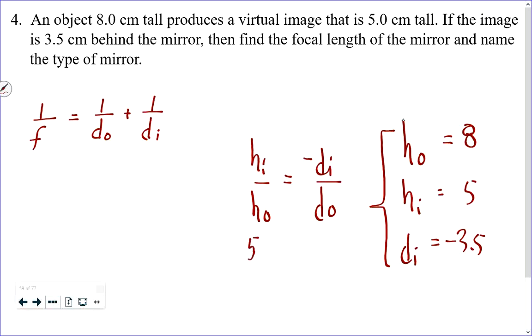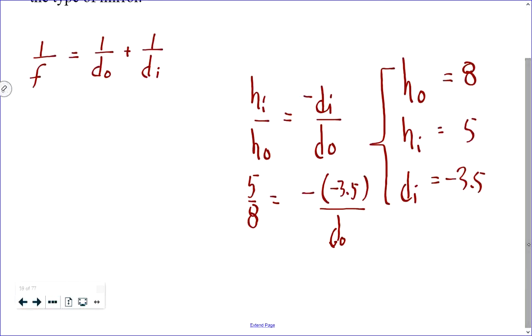So 5 over 8 equals negative 3.5 over do. So we need to cross multiply there to find do. We get do equals 5.6, and it's positive. Exactly 5.6, right? There weren't any other decimals. Okay. So we can roll with that.